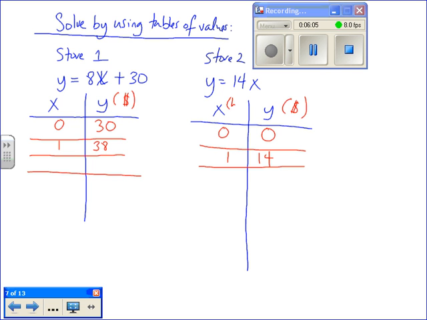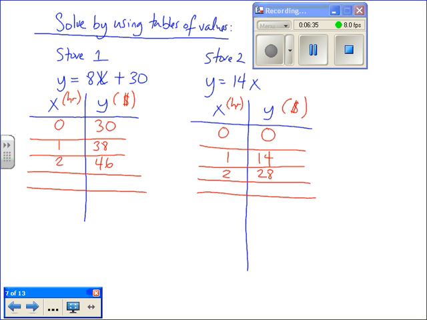Okay, and x is hours. Just to put some context behind what we're solving, let's say what happens after 2 hours, because I don't have a common point yet. So after 2 hours, if I put in a 2 for x, I get 2 times 8, which is 16. 16 plus 30 is 46, so it'll cost me $46 if I ski for 2 hours. Store 2, if I put in a 2, I get 2 times 14, which is $28.